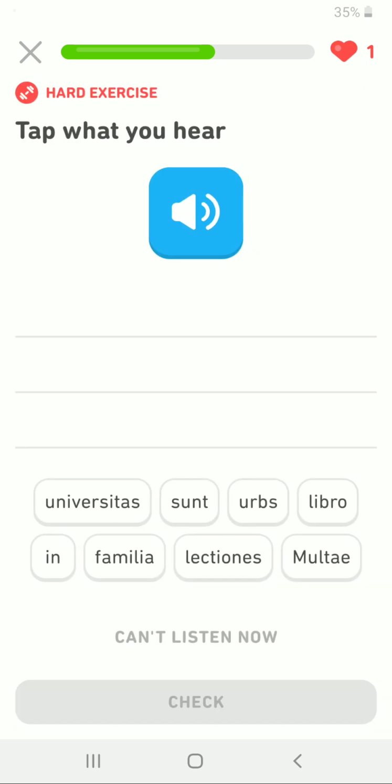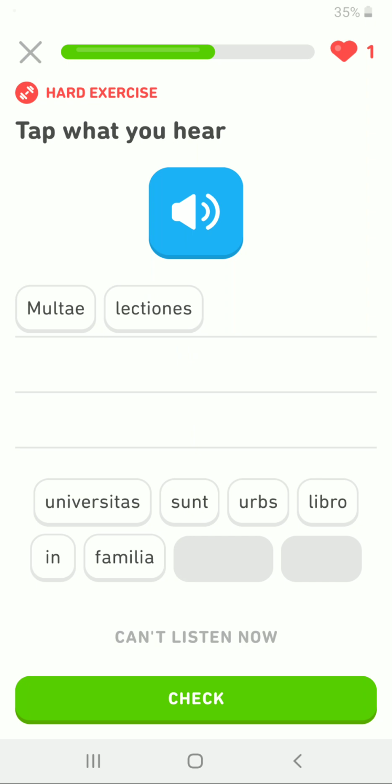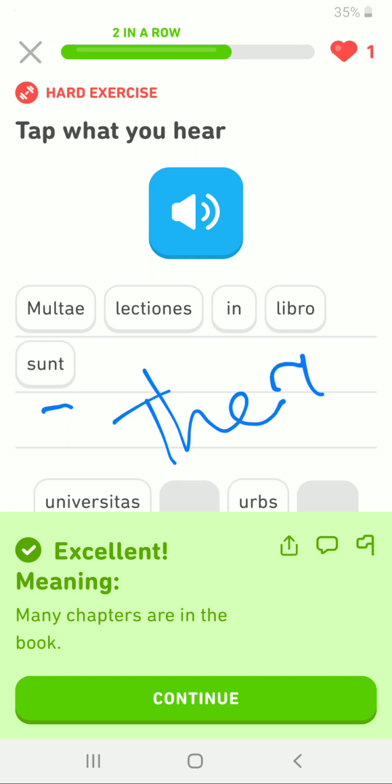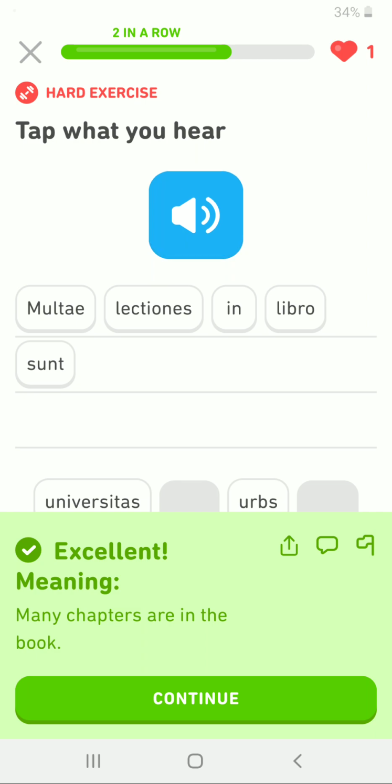Multae lectiones in libro sunt. So this one we got it right. So it just means that there are many chapters, like lectiones, in the book. There are many chapters in the book. Multae lectiones in libro sunt.